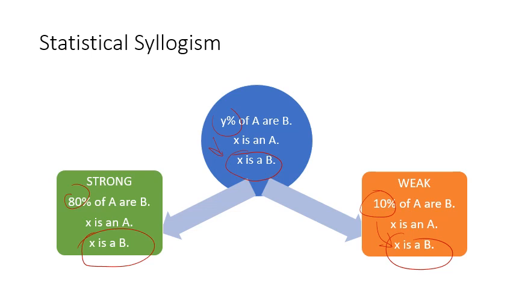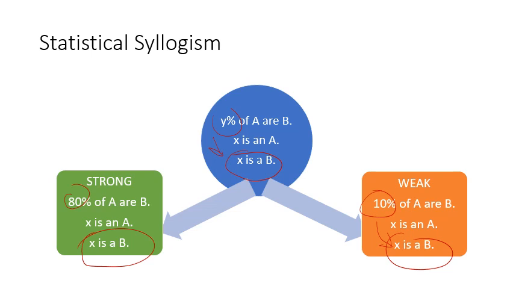So bear in mind that this is different from validity. With a valid argument, anything that follows a valid pattern is valid. And the only way to have an invalid argument is to have an invalid pattern.